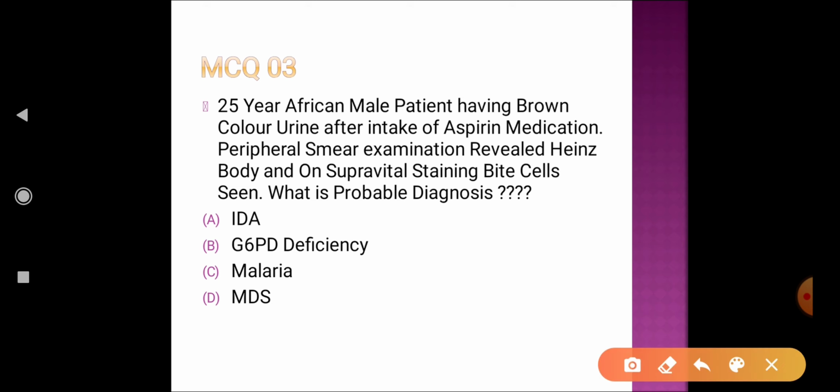So guys, here the important points are the presence of Heinz bodies, the presence of bite cells, and brown-colored urine. So obviously it is a case of hemoglobinuria, and the urine blood is present. So it could be because of hemolytic anemia. And these three are the causes of hemolytic anemia: malaria, G6PD deficiency, and IDA.